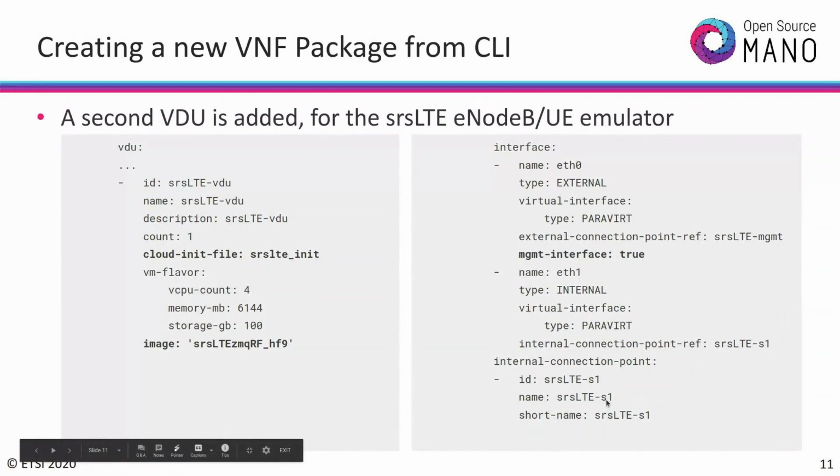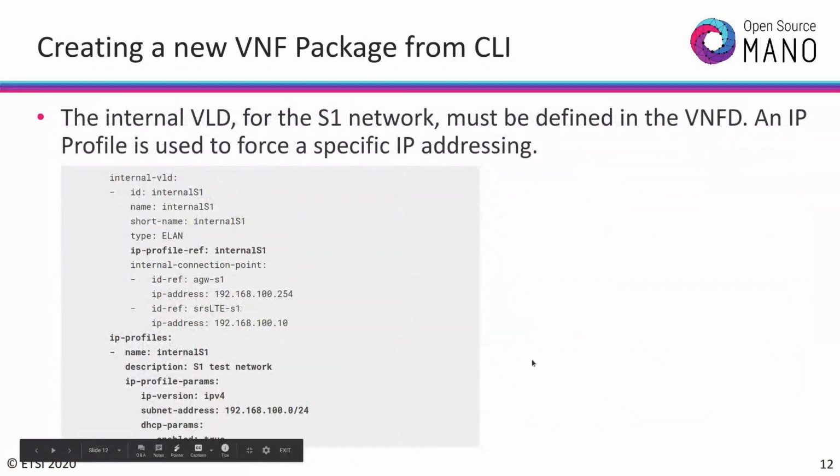Okay, once we have the 2 VDUs, we define the internal VLD, so the network that will interconnect the 2 internal connection points we define. So here in the internal VLD, which is a global attribute, we put in a name and we specify which VDUs will connect to this VLD. And we are passing just a couple of fixed IP addresses.